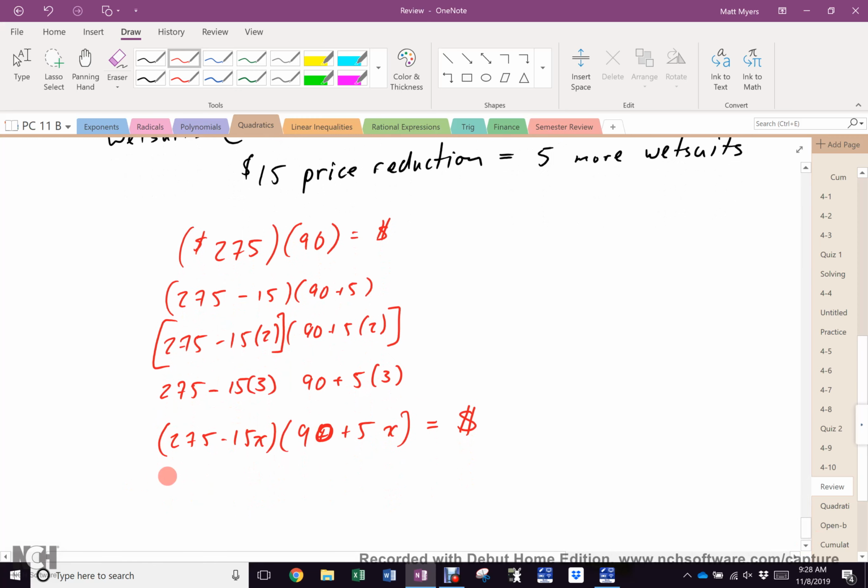275 times 90 is some gigantic number. Who knows what it is? I can't do it in my head. Well, actually, I probably could. 300 times 90 is 27,000, but I'm losing 9. Fine. Plus 275 times 5x minus 90 times 15x minus 75x squared.